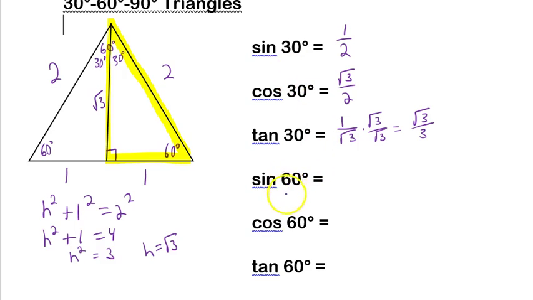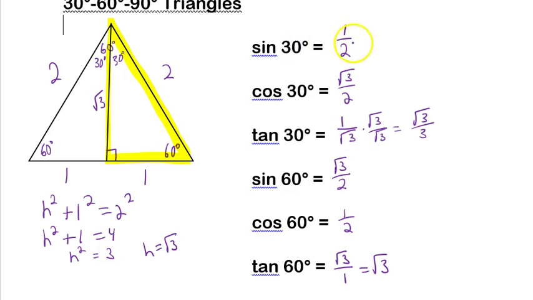And for the 60 degrees, now we're going to focus on looking from the perspective of the 60-degree angle, and I'm going to look for sine, which is opposite over hypotenuse. So opposite over hypotenuse gives us square root of 3 over 2. Cosine of 60, adjacent over hypotenuse, gives us 1 over 2. And tangent of 60, opposite over adjacent, gives us the square root of 3 over 1, which is just the square root of 3.